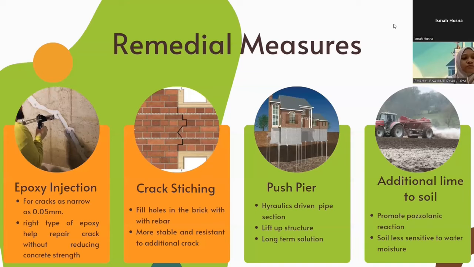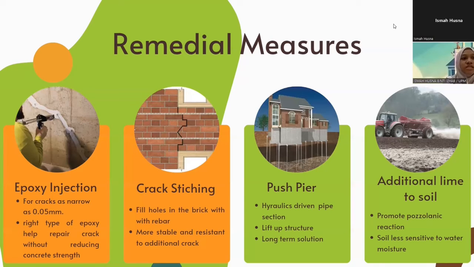The next one is push pier. Push piers are hydraulically driven pipe sections that are driven through the unstable soil and then into load-bearing strata. This system is suggested when bedrock or a load-bearing layer is near the topsoil. Push piers can assist in elevating the building when installed, which can minimize the cracks. Push piers can give a long-term solution without causing any disturbance or disruption to the building.